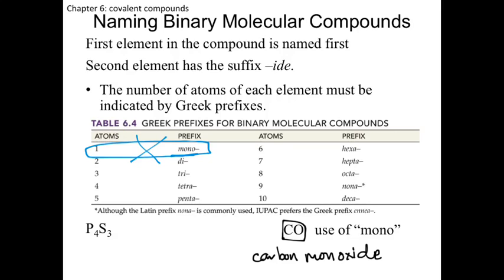Typically the monoxide shows up just in the case of carbon monoxide, and that's just because it was a super common compound or a super common formula, so it picked up that mono name. You won't have to specify it for the first atom for sure. You may have to specify it for the second atom.